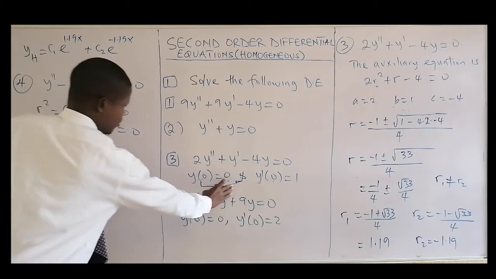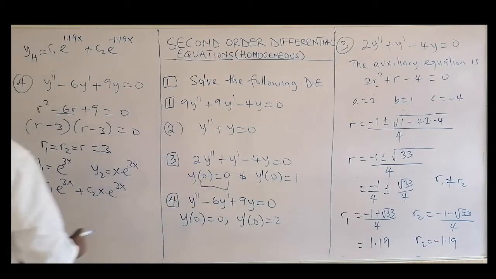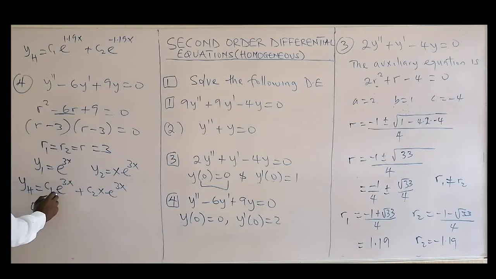We have some boundary conditions here. When x is 0, we have y is 0. So we have 0 equal to, plug in your x value here, C1 plus this one here. This is 0, so we just have C1. So C1 is what? C1 is 0.